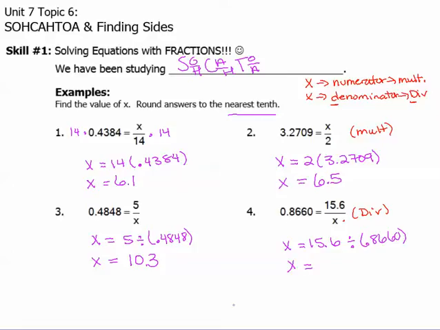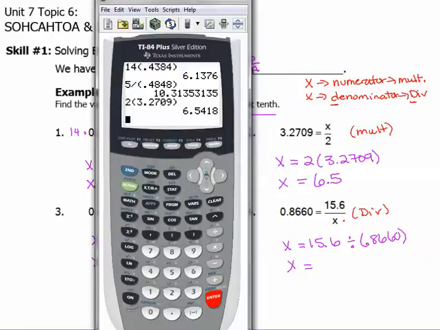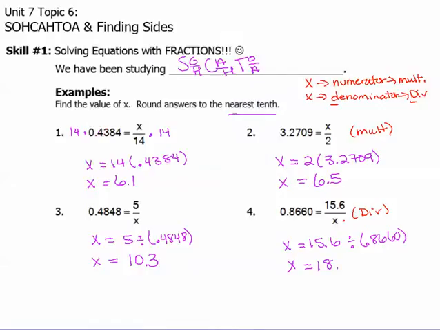Down here in number 4, x is 15.6 divided by 0.8660. And I always seem to do that. Okay, try it now. It's 18.0.